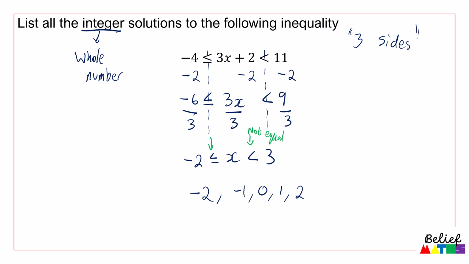This one, with the line underneath, means less than or equal. So this is less or equal, and this is less and not equal. Therefore it includes the -2, but does not include the 3.